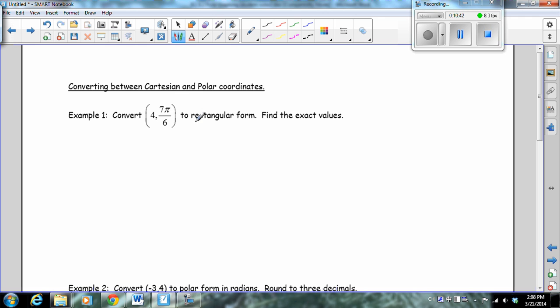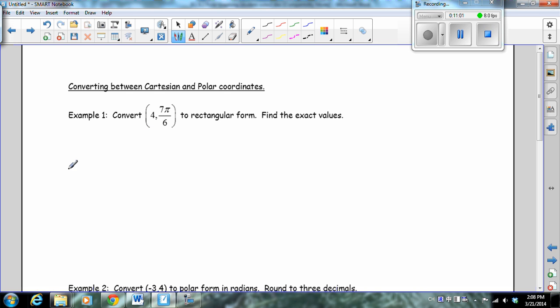Example 1. This time, we're trying to convert between Cartesian and polar coordinates. In other words, we're trying to find the exact value. I will show you first how to do it by graphing, and knowing how to do it by graphing, or by doing your All Students Take Calculus, will allow you to memorize a few formulas.